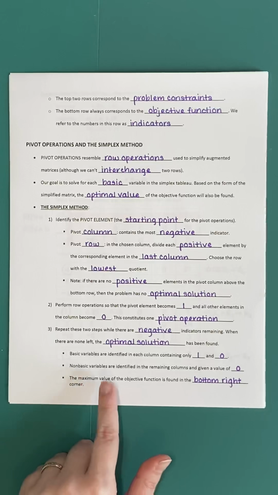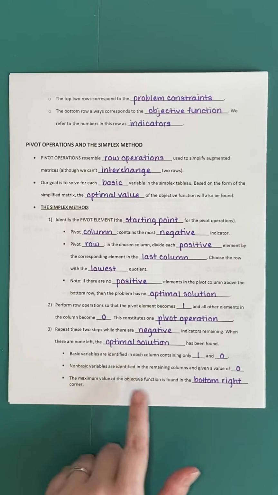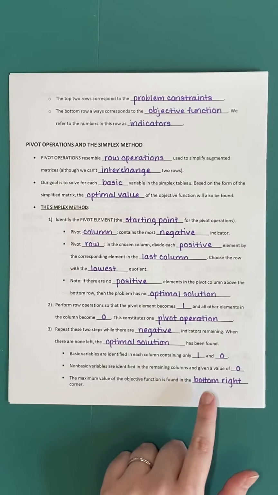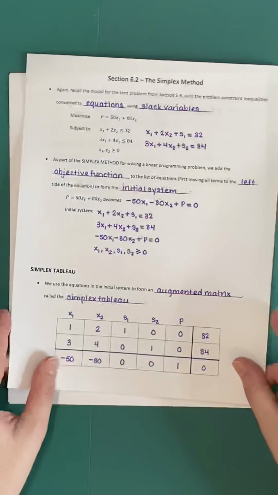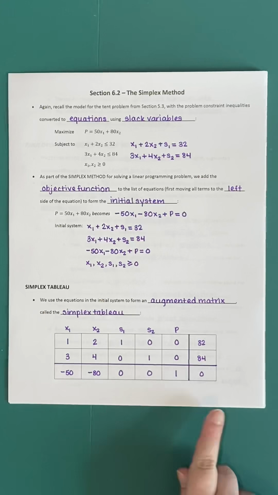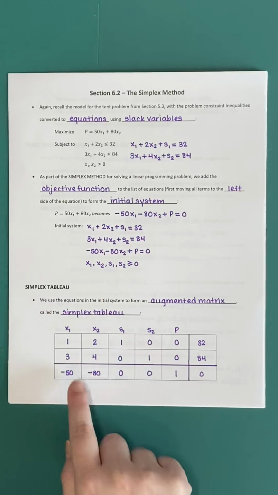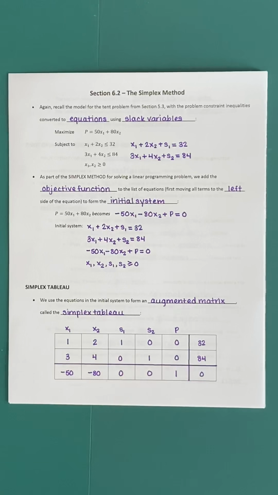The maximum value, what we're really interested in, the optimal value of our objective function, is going to be in the bottom right corner. What do I mean by that? Well, if you picture the Simplex Tableau, once we reduce all of this, we do the pivot operations based on those two columns that have negative indicators. The number that's down here in the bottom right-hand corner is going to be the optimal value for our objective function. That's going to be where we stop.